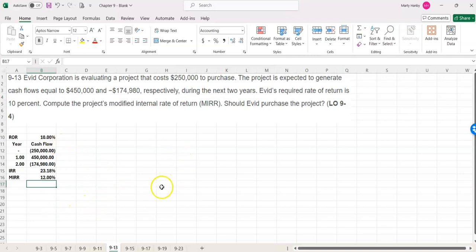So the modified internal rate of return is 12%, which is greater than the required rate of return of 10%. So Avid should purchase the project.